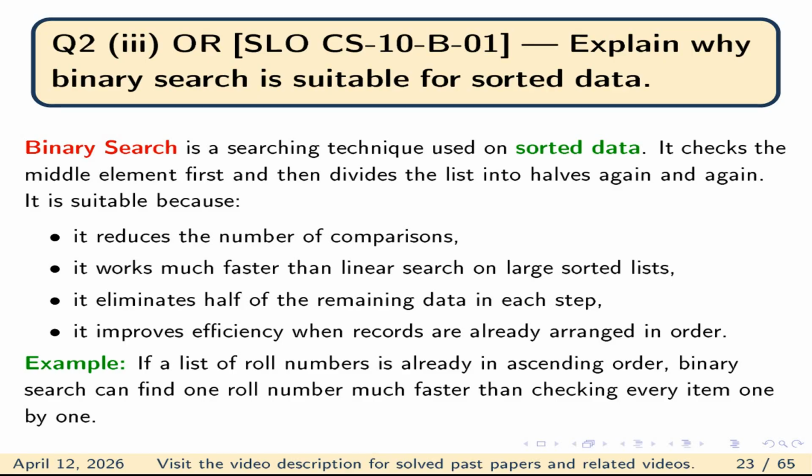Example, if a list of roll numbers is already in ascending order, binary search can find one roll number much faster than checking every item one by one.